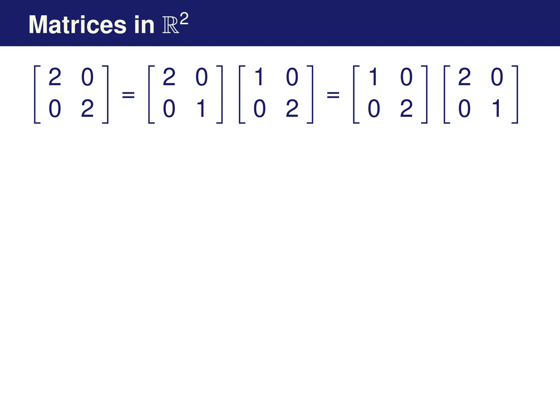Note that the 2002 diagonal matrix equals the product of the 2001 diagonal matrix and the 1002 diagonal matrix, which equals the product of the 1002 diagonal matrix and the 2001 diagonal matrix. Stretching uniformly by 2 is equivalent to stretching first along the x-axis, and then along the y-axis, and vice versa.